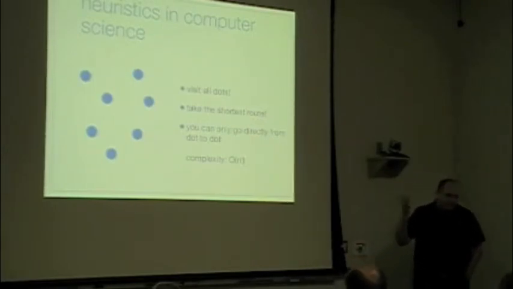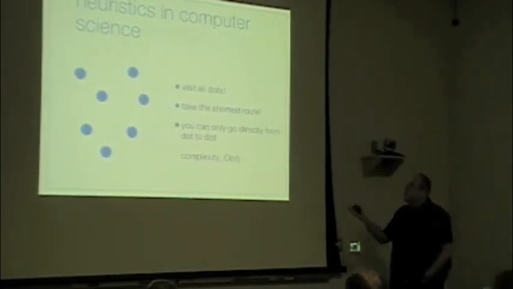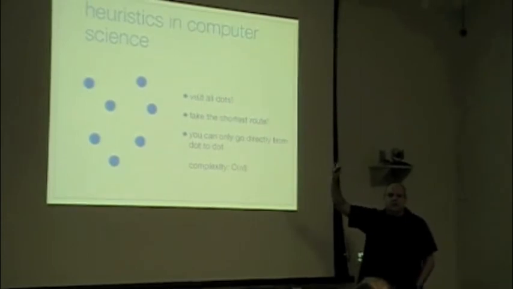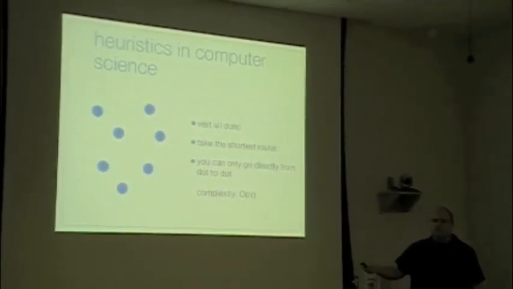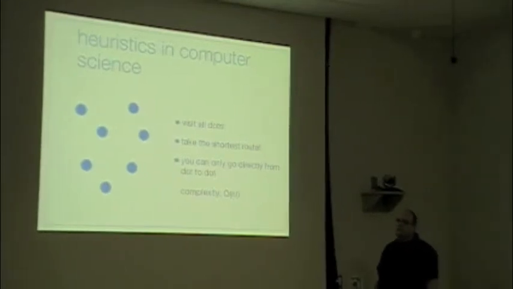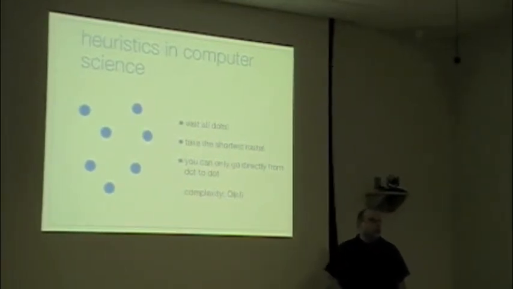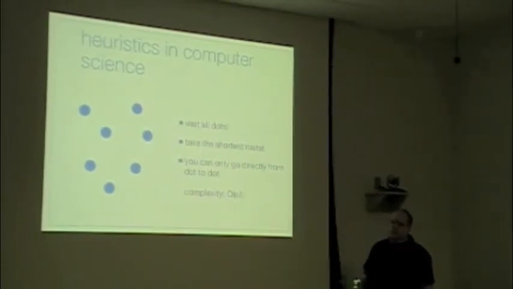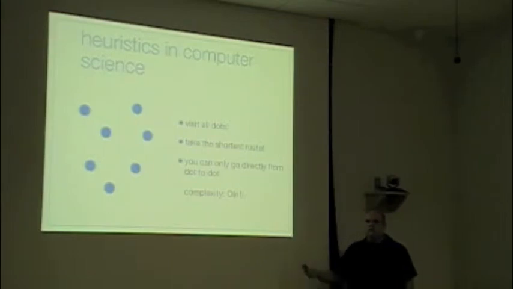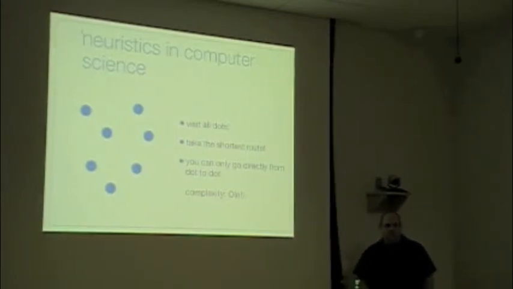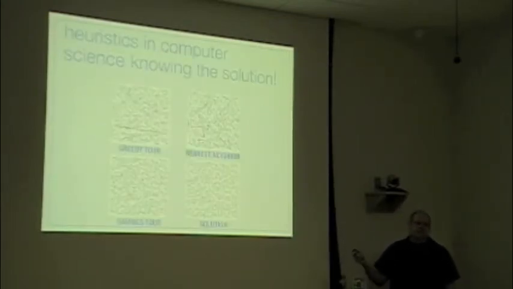So, heuristics in computer science. There are lots of examples, but one of the better ones is the traveling salesman problem. You have to visit all these dots, take the shortest route, and only go straight from dot to dot. If you want to know the solution, you have to go through all permutations. There's no shortcut, so to speak. That means n factorial permutations, which is a lot if you have many nodes.